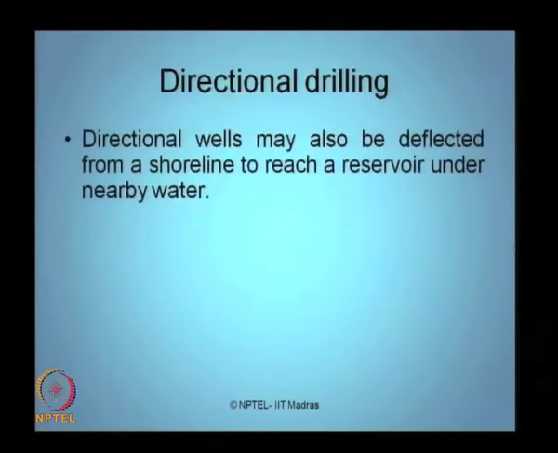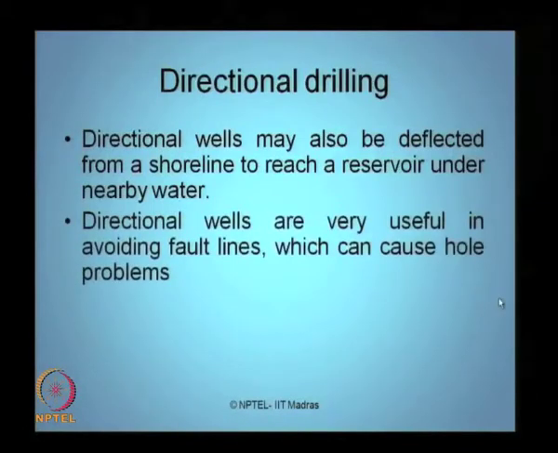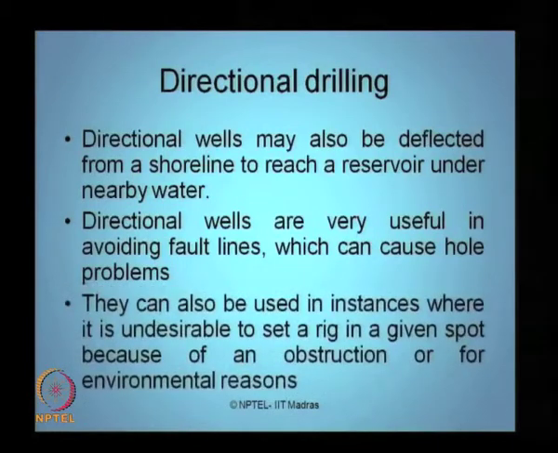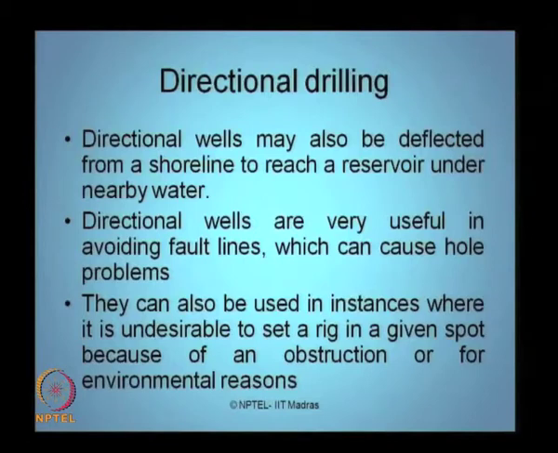Directional wells may also be deflected from the shoreline to reach a reservoir under nearby water. Directional wells are very useful in avoiding fault lines, which can cause severe hole problems during drilling operations. They can also be used in instances where it is undesirable to set a rig exactly on a given spot above the hole. You can locate the rig at a different location, whereas the drill hole is not located exactly vertically below the drilling location. If you have any such situations because of environmental reasons, then one can do what we call directional drilling.